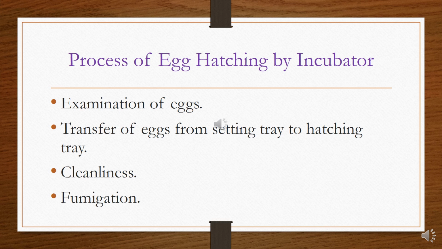Intake of oxygen and outlet of carbon dioxide of the egg is necessary for the development of an embryo. For this reason, a proper ventilation system is maintained in the incubator. Next, transfer of eggs from the setting tray to the hatching tray. Generally, eggs are transferred from the setting tray to the hatching tray on the 19th day. The newly born chick comes out of the egg in this tray.